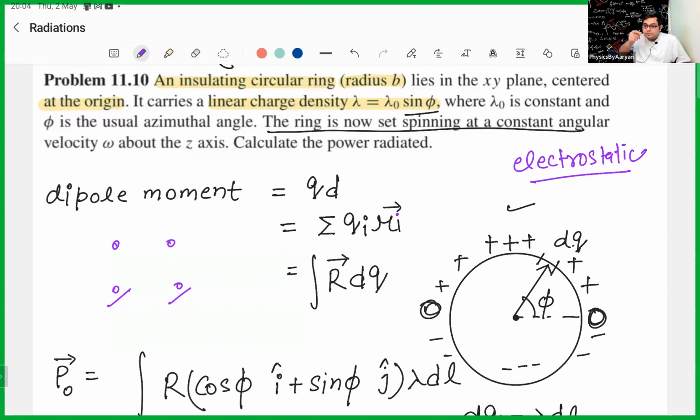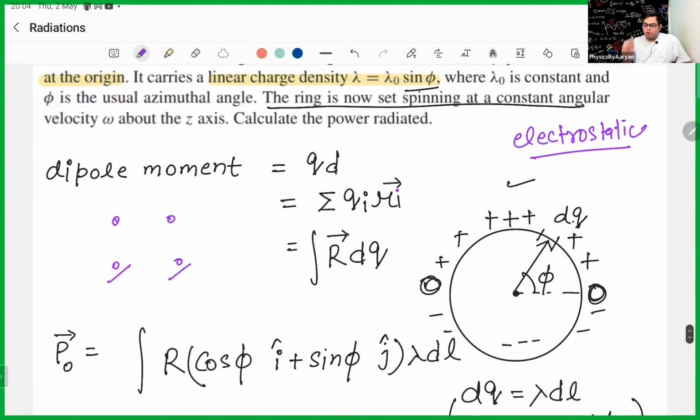But let's say you have a continuous body like this. Then you take a small charge dq, you find the distance, and basically it becomes integration of R dq. That's all. So you have to do integration of R vector into dq.